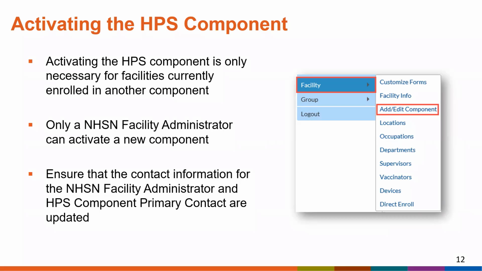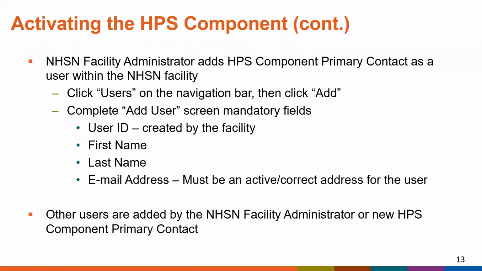It's important to keep the contact information for both the facility administrator and the primary contact updated, especially when there is staff turnover, so that the correct individuals can be reached if NHSN has updates or questions about the component data. The NHSN facility administrator can then add the primary contact as a user within the facility.